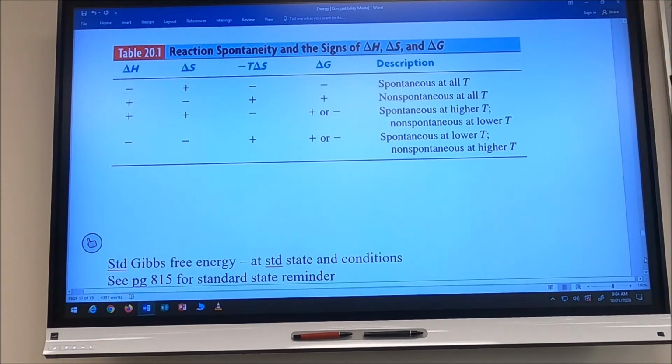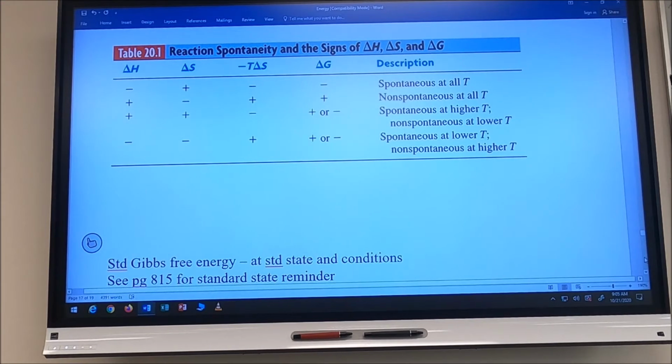So it's going to be spontaneous no matter what the temperature is. If delta H is positive, so it's endothermic, and delta S is negative, so we have a decrease in entropy, delta G is always going to be positive no matter what temperature. Those are the two easy ones. If delta H is positive, so it's endothermic, and delta S is positive, we have an increase in entropy. Those two things are opposites. Okay, they're working against each other. So the temperature plays a role.